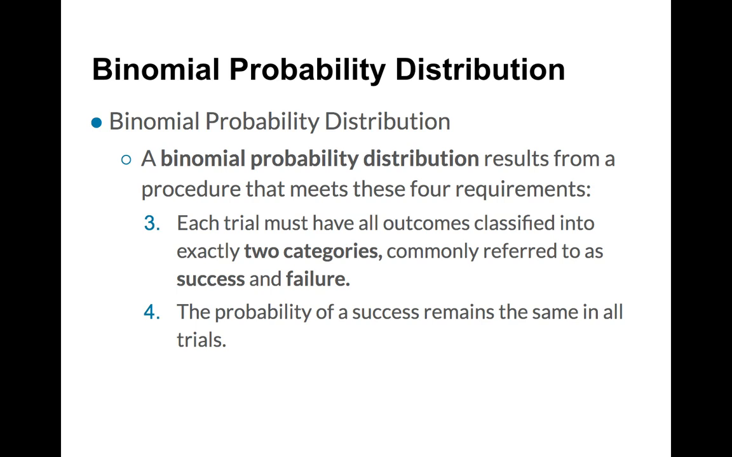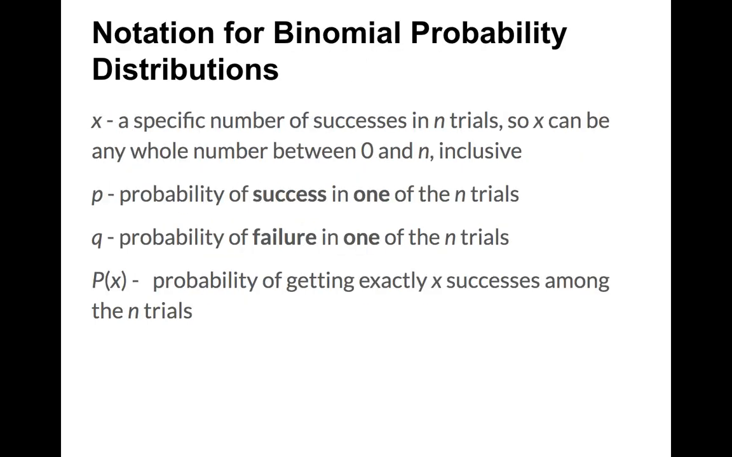The probability of success remains the same in all trials. So in other words, every time you flip the coin, you have a probability of 0.5 of landing on heads. Ignore any landing on its edge or anything like that.